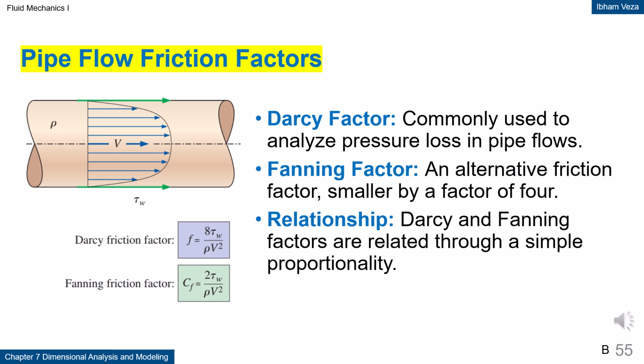Pipe flow friction factors. In pipe flow, the Darcy friction factor is commonly used to analyze pressure losses. The Fanning friction factor is also used, but its value is smaller because of a different definition. The two are related through a simple proportional factor. It is important to know which definition is being used to avoid misinterpretation of data. This understanding is important in practical engineering calculations.